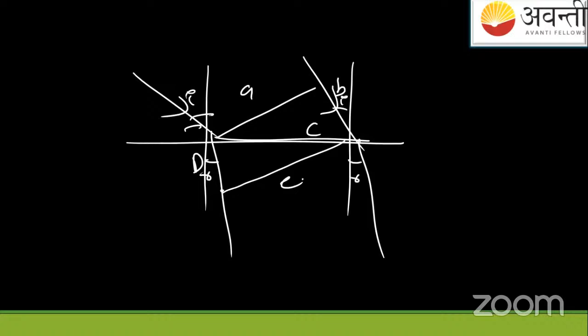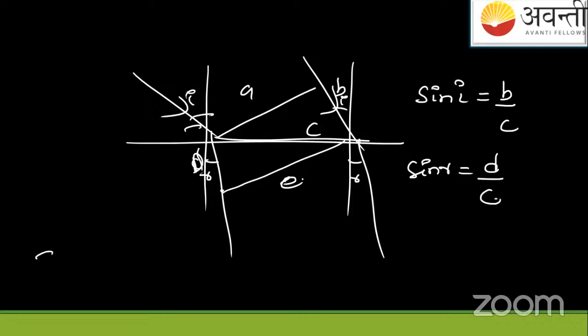You get sine I angle to be B by C. Sine R angle you will get as D by C. Focus here carefully. Sine I is B by C. Okay, sine R is D by C. So we know Snell's law now.